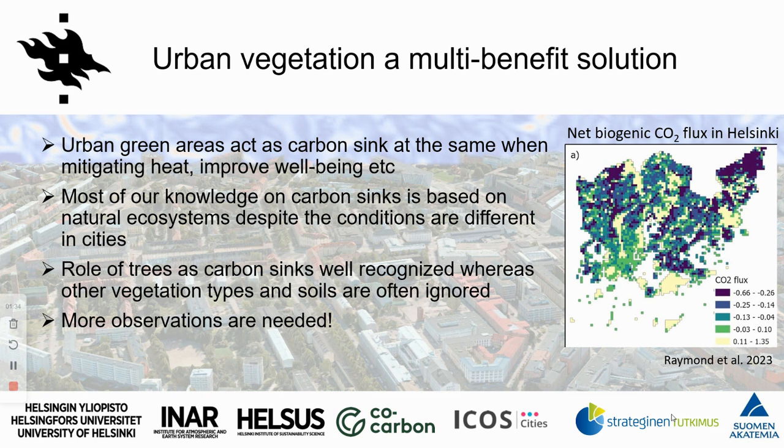In general, the role of trees as carbon sinks in urban areas has been well recognized, whereas other vegetation types and also the impact of soils have been largely ignored or neglected in studies. And then we come to the conclusion that we need more observations to really understand what is going on in urban areas with regard to carbon sequestration. Of course it's linked to the water fluxes, because whenever stomata open and take up CO2 from the atmosphere, water vapor is also released to the atmosphere.